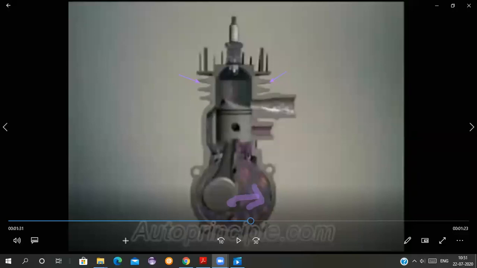Which engine requires more fuel consumption in this? See, first of all, you listen about the two-stroke engine. It is having more power. Why is it having more power? As compared to four-stroke, there is more power available in a two-stroke engine. Why? Can anybody tell me?